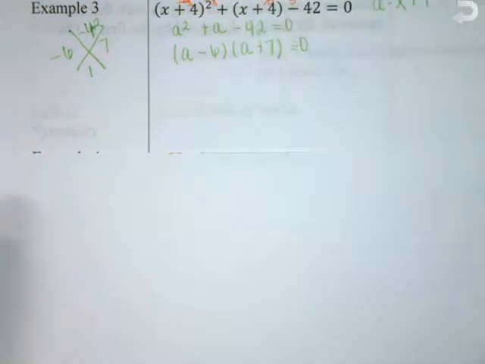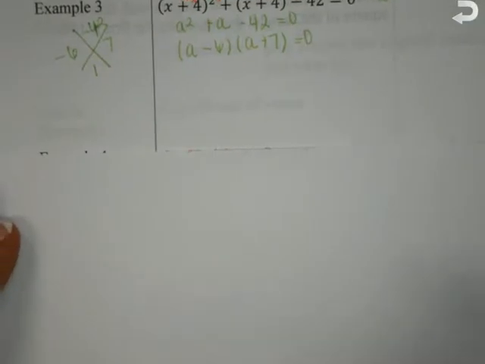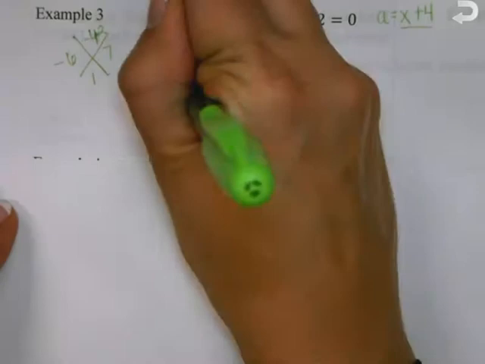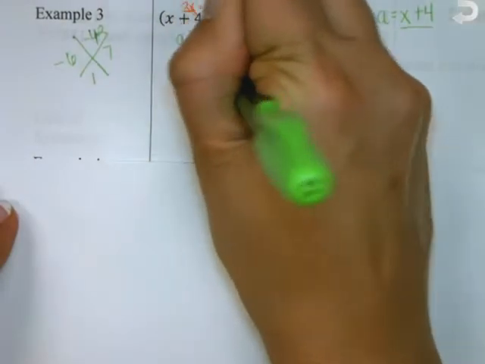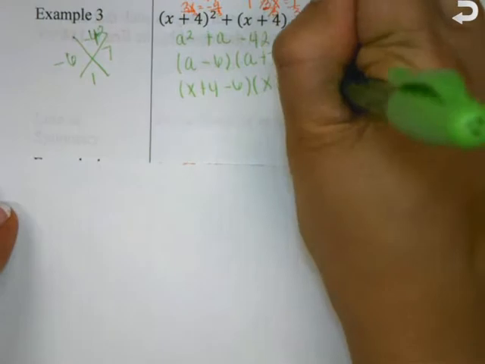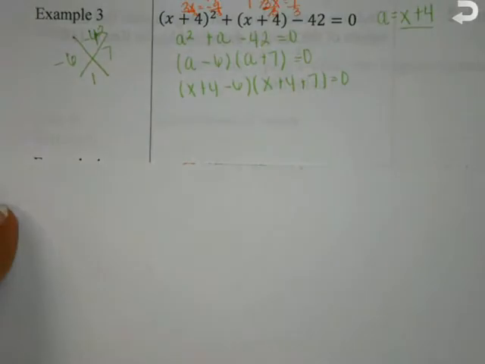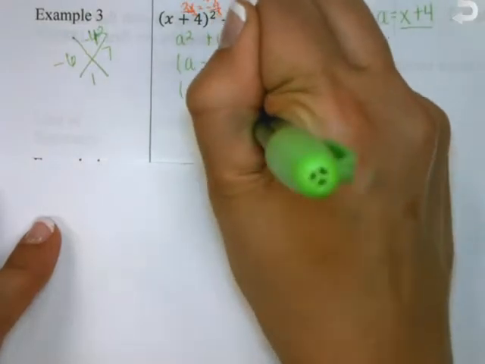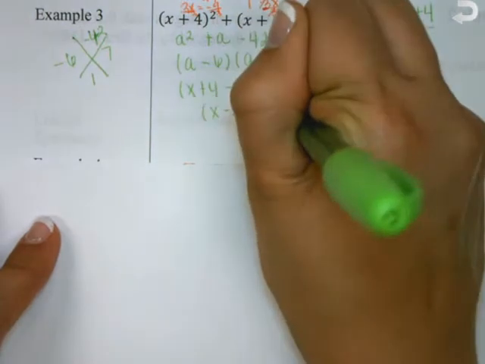And then plug x plus 4 back into the problem. So that's going to give me x plus 4 minus 6 times x plus 4 plus 7 equals 0. So that's x minus 2 times x plus 11 equals 0. Set each one equal to 0.